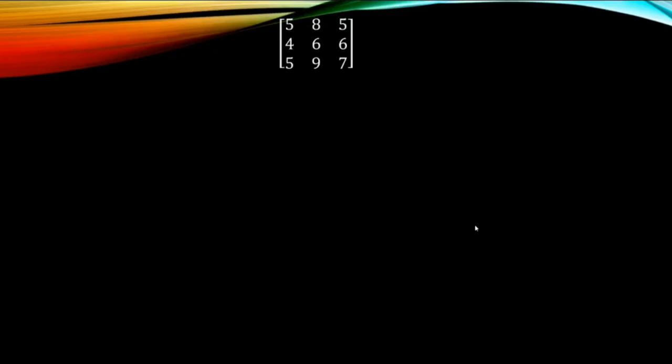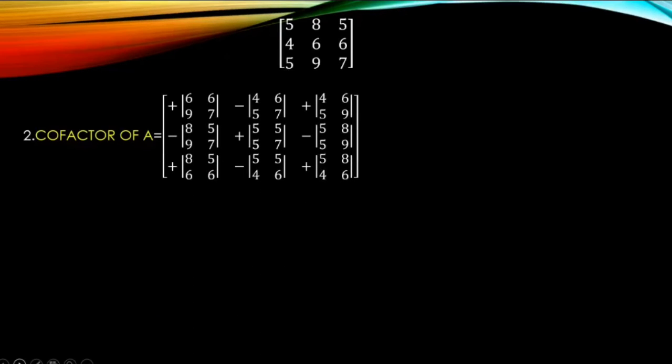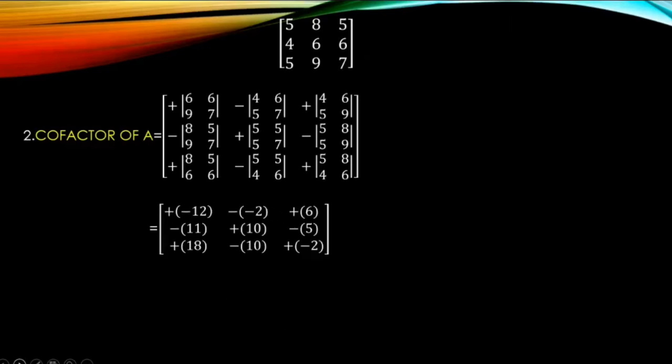Next, we need to find the cofactor of A. Nurin, can you explain to us how to find the cofactor of A? Sure. Like I mentioned before, you must remember that the negative signs must be in a diamond shape. So you put the negative in the diamond shape. Then we must cross multiply each one of it. So we got the answer like this one. Here, you must see the symbol, positive and negative. So this is the final answer.